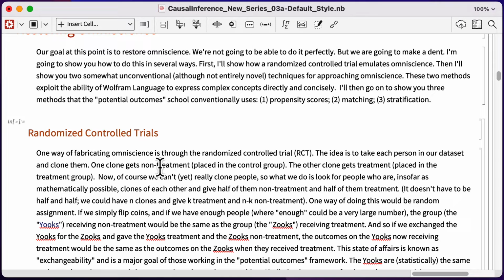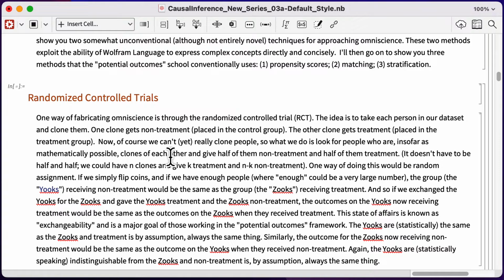If you have enough people and you give some of them treatment and you don't give others treatment, in a large enough group, the characteristics of the people receiving treatment and the characteristics of the people not receiving treatment should be the same. That is, they can't pick. The person can't walk in and say, I want treatment, I don't want treatment. Rather, they're randomly assigned. And so a randomized controlled trial is a great way of determining causation.